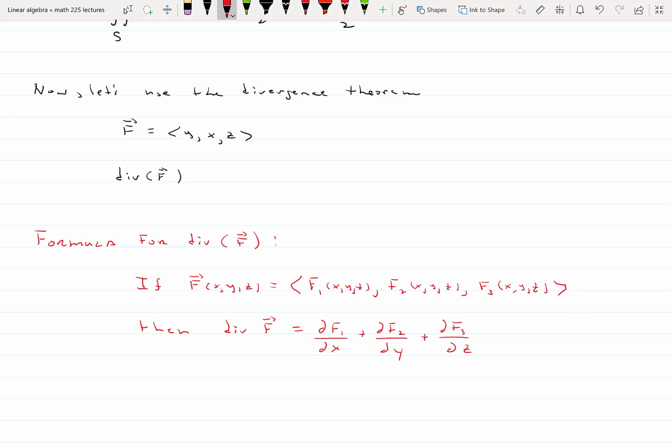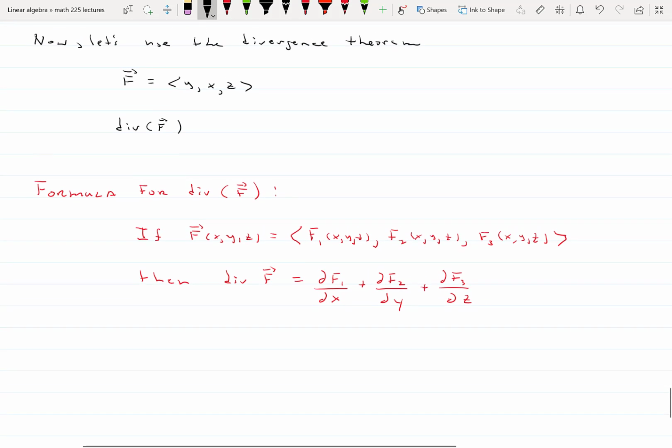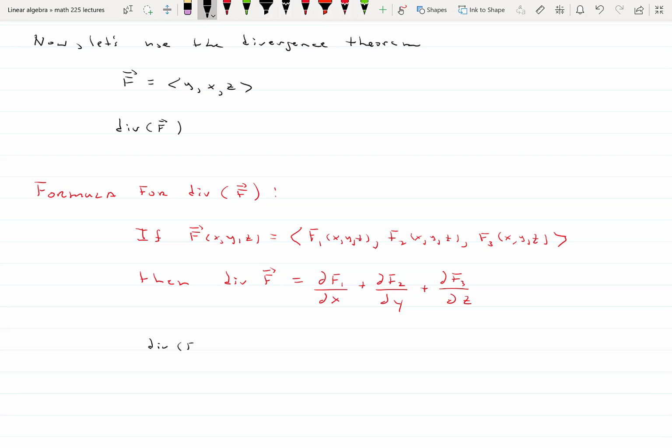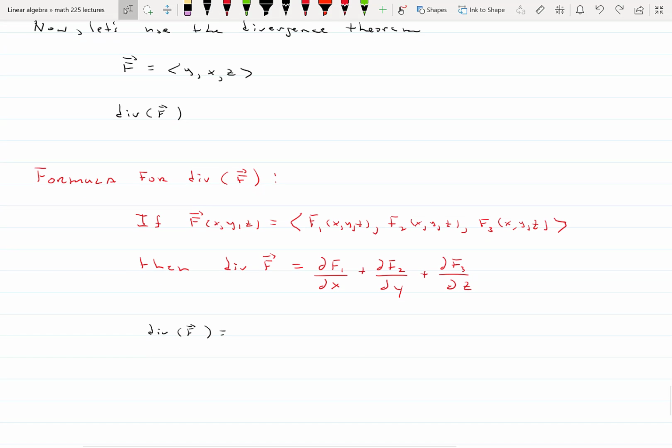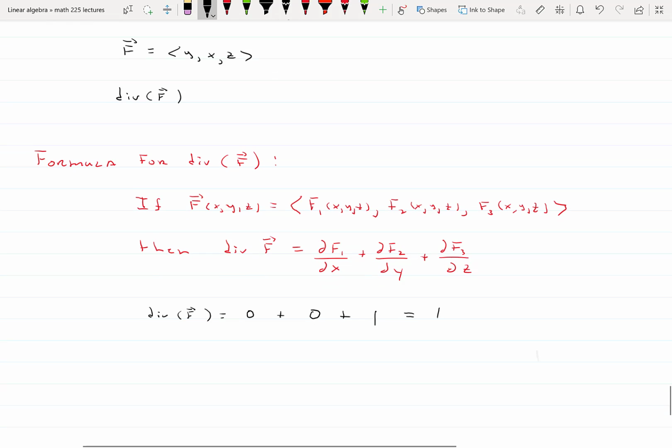So the divergence of F in our example is the partial derivative of y with respect to x, which is 0, plus the partial derivative of x with respect to y, which is 0, plus the partial with respect to z of z, which is 1. So the divergence of F is 1 for our particular integral.